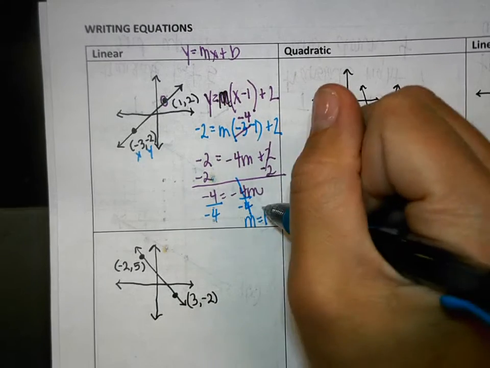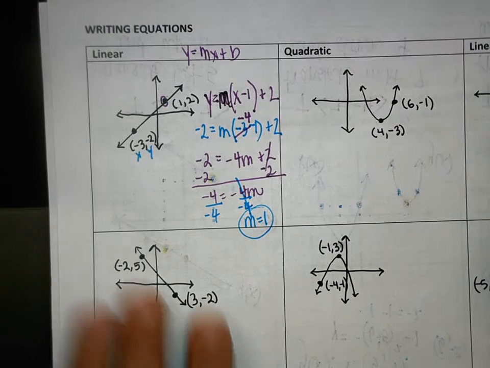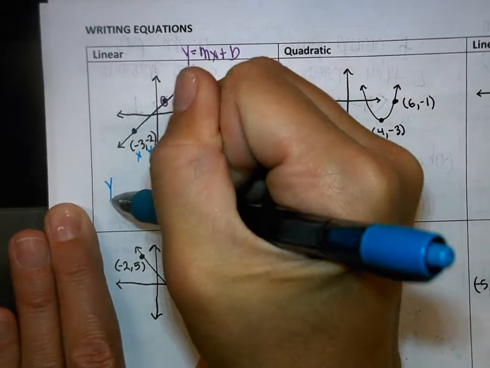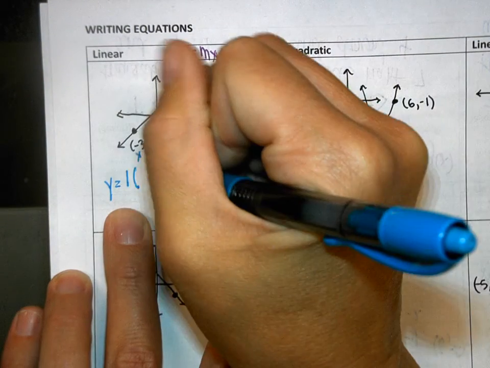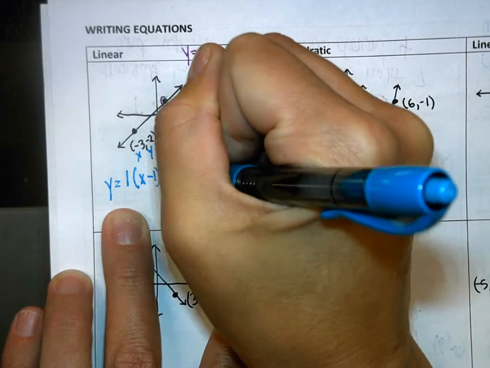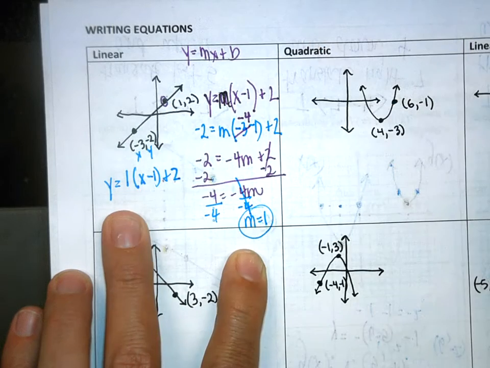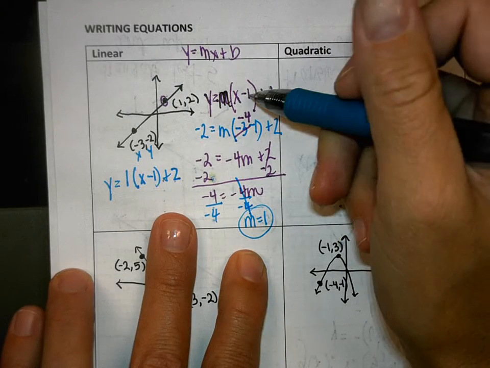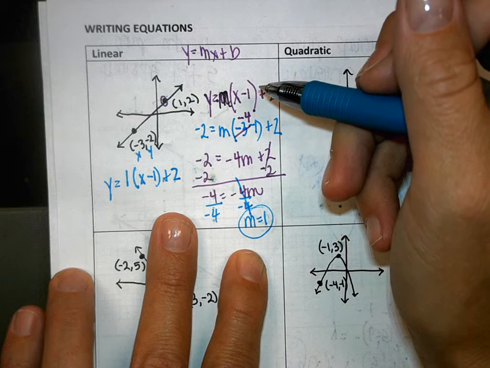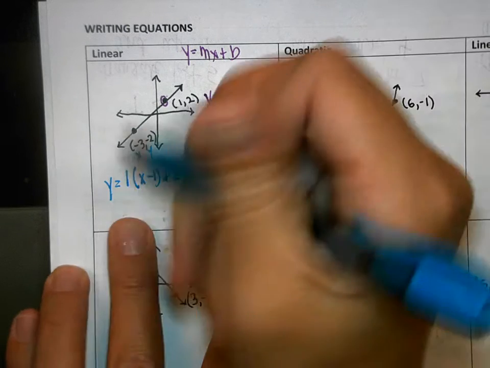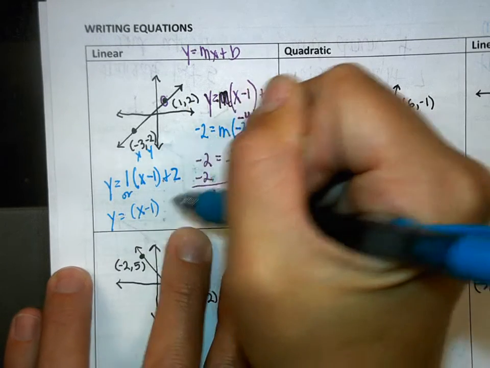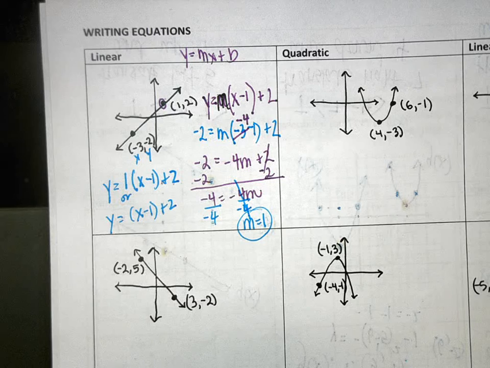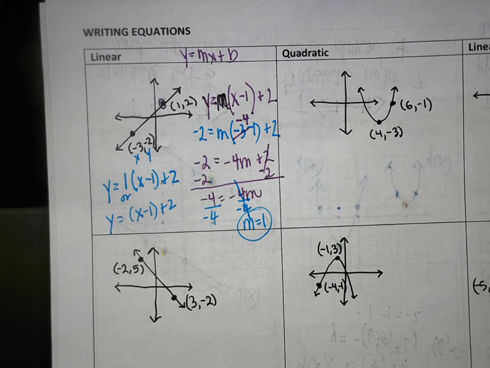And so now all we're going to do is plug that into our equation. So my equation is going to be y equals, you can write the 1 for m, or you could not write it. And then x minus 1 plus 2. Okay? Do we have any questions? You could also not have the 1 in front, and so you could have y equals, and it could just be x minus 1 plus 2. And you could also simplify that as well, couldn't you? And yes.